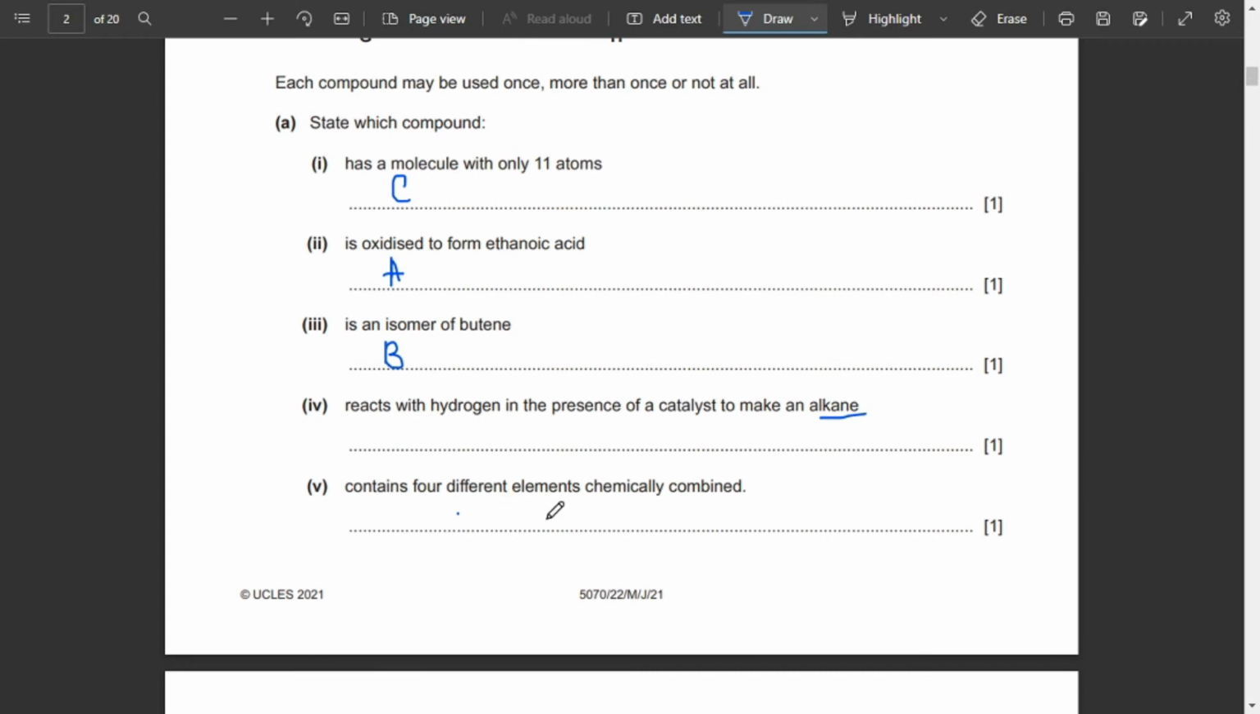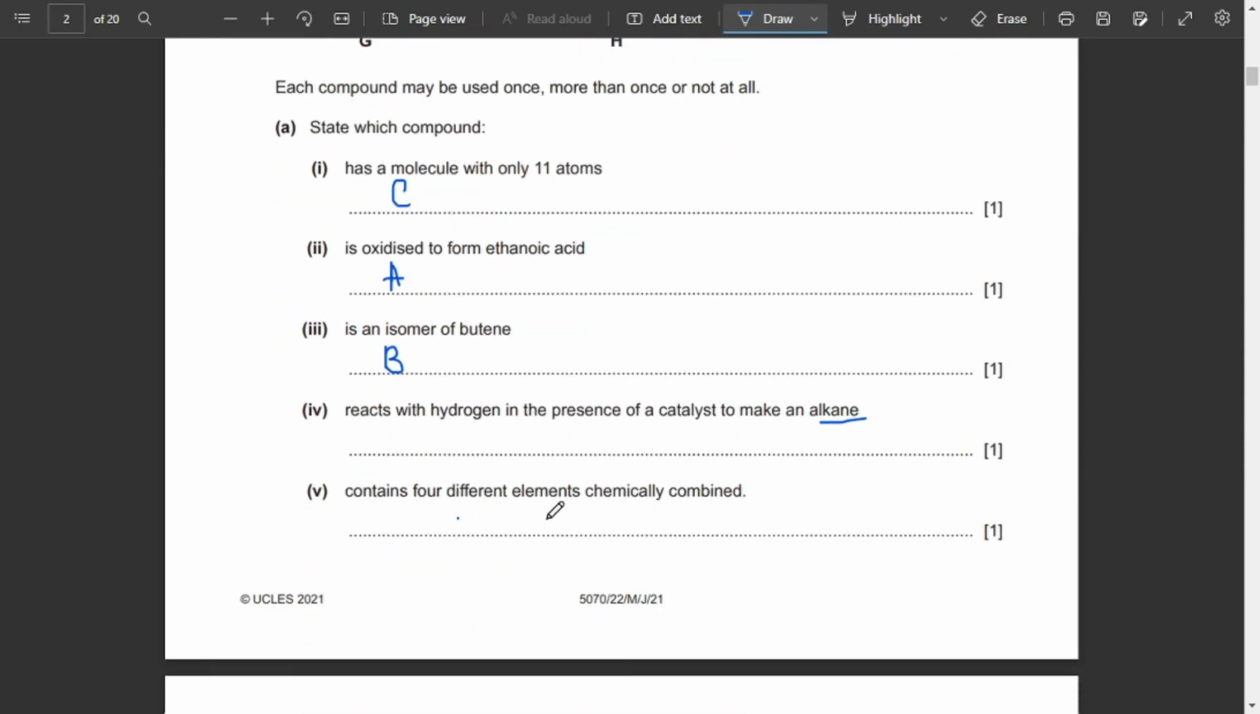Right, so moving on to part 5: contains four different elements chemically combined. Elements here we're talking about different elements. Over here we were talking about a molecule with a total of 11 atoms. That means no matter what type of atom they were, we had to count each one of them.